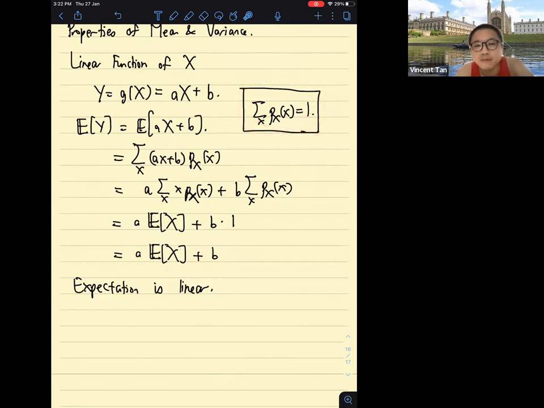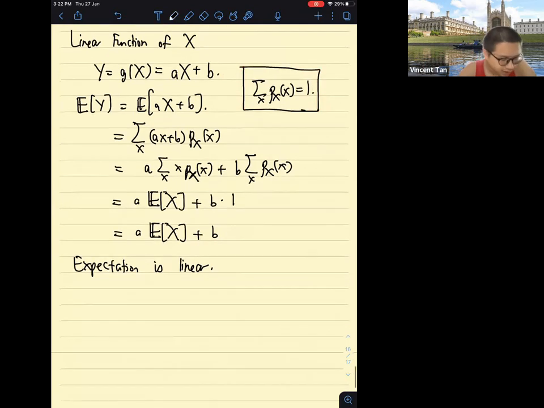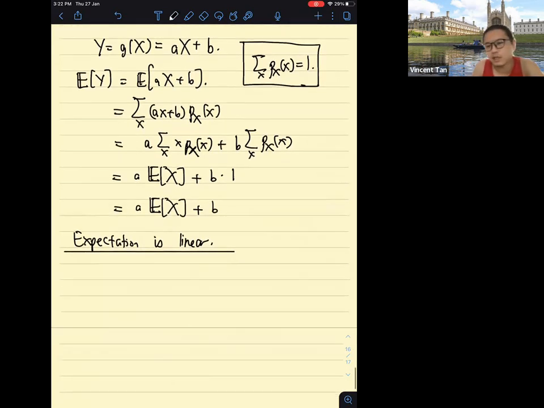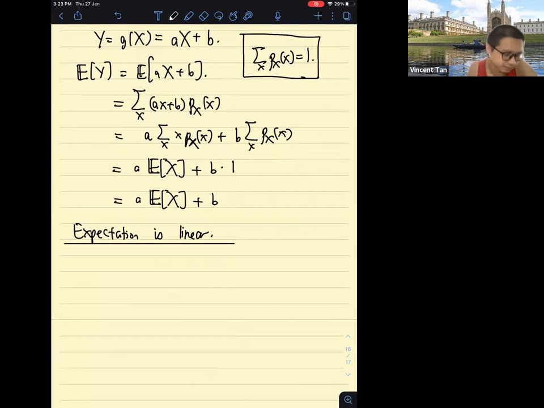I mentioned the PMF. PMF must have two properties. One is that it must be non-negative, and the other is that it must add up to 1. So we have this, okay? This is summarized by this term: expectation is linear, and that's what we mean. Then your natural question is, is variance linear?